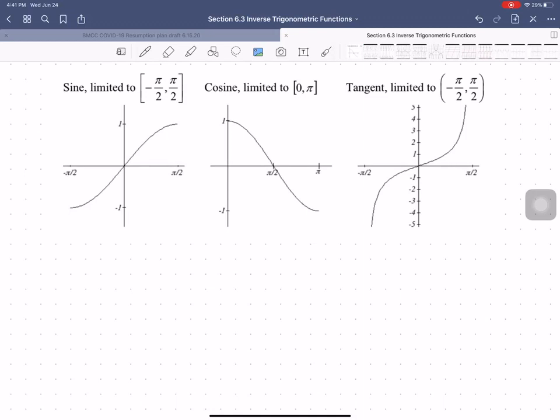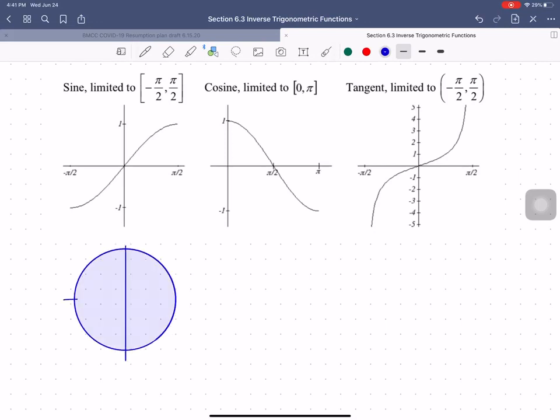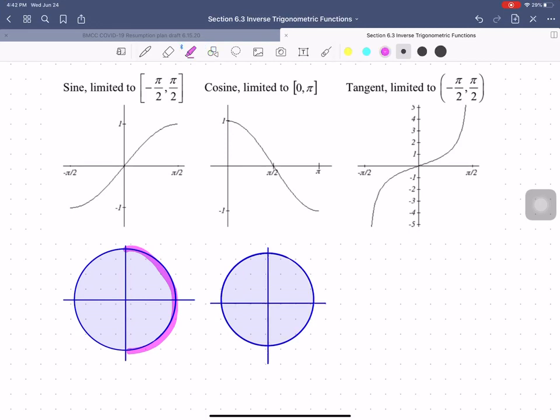What that means is, if you think in terms of your unit circle, we are talking about only this half of the unit circle for sine. Okay? Cosine is limited to 0 to pi, which means if we talk about this in terms of the unit circle, when we're talking about cosine in terms of its inverse function, we're talking about only the top half of our circle. And we similarly limit tangent to its first appearance through the origin. So that means from negative pi over 2 to pi over 2.